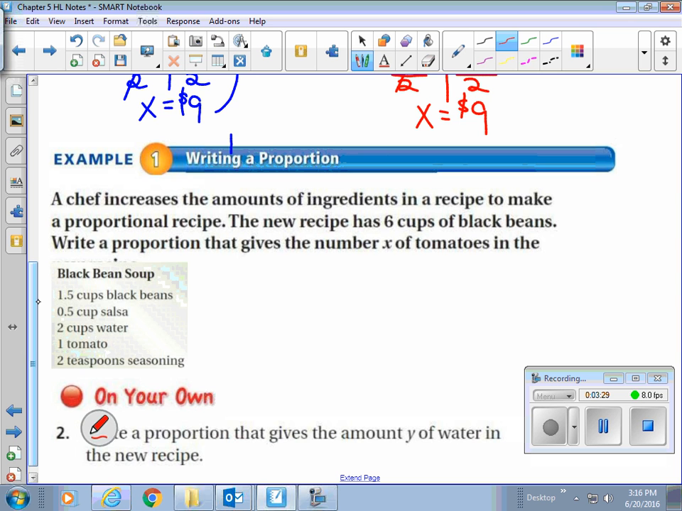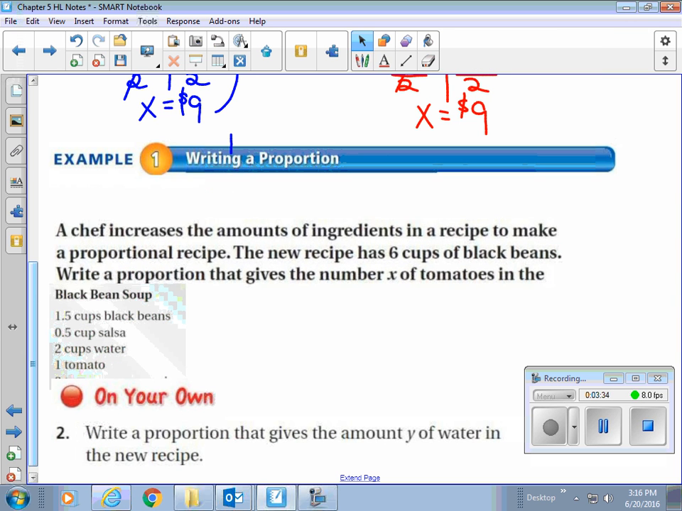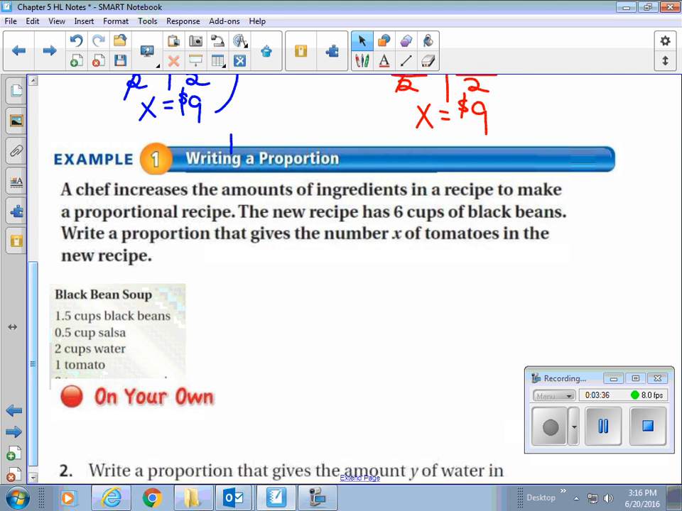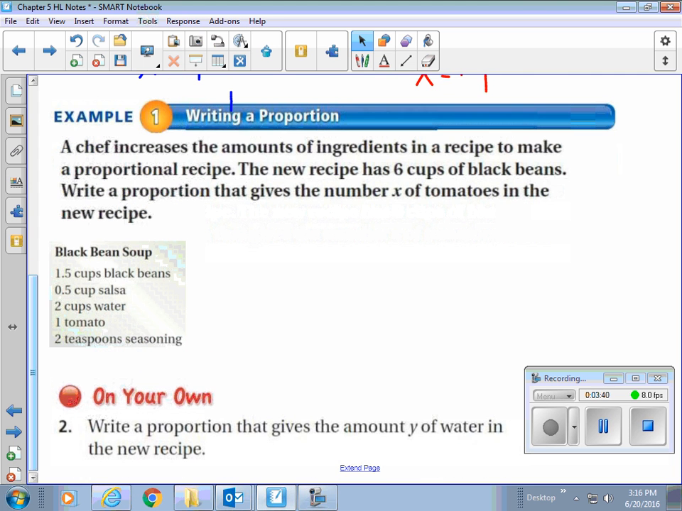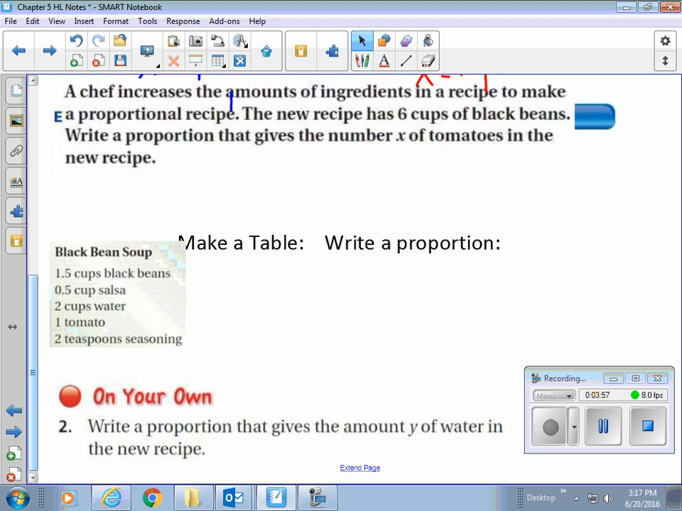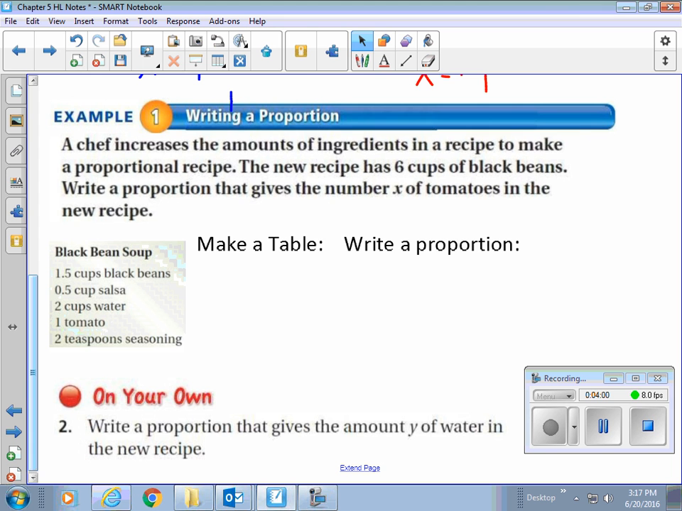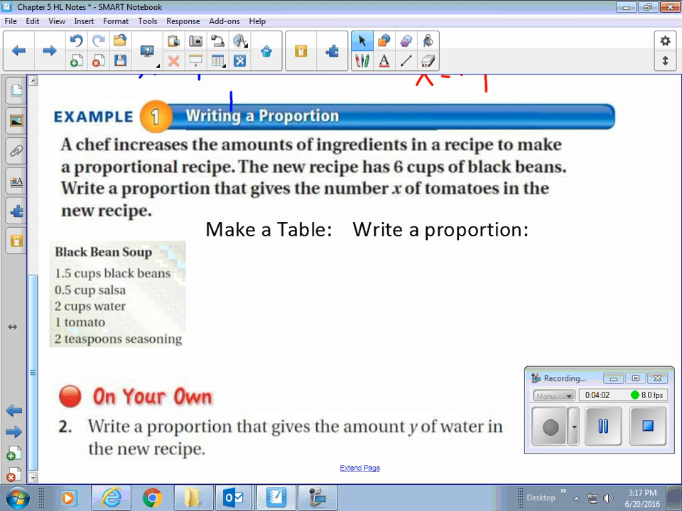In example 1, we're writing a proportion here. Make sure everything is where it needs to be. So we've got a chef increases the amount of ingredients in a recipe to make a proportional recipe. A new recipe has 6 cups of black beans. Write a proportion that gives the number x of tomatoes in the new recipe. So we could make a table. And once we make our table, we're then going to write a proportion to help us to solve this.